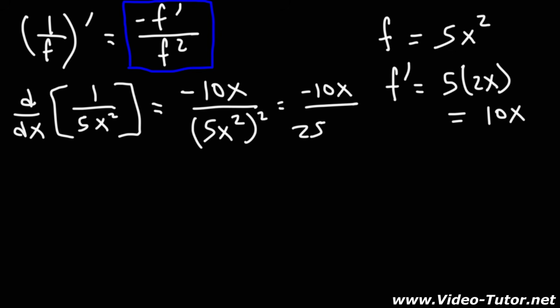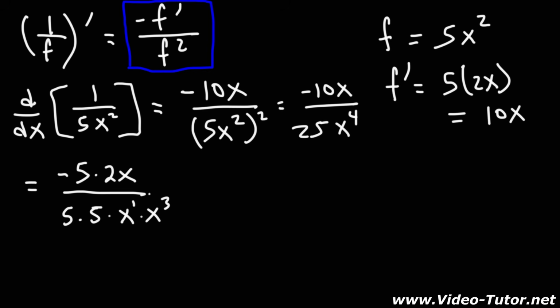f is 5x squared, and if we square it, this is going to be negative 10x over 5 squared, which is 25, and x squared squared, which is x to the 4th. So we could simplify that. So 10 is 5 times 2. 25 is 5 times 5. x to the 4th is x times x cubed. So we could cancel a 5, and we can cross out an x. So this simplifies to negative 2 over 5x cubed. So that's going to be the answer for this problem.